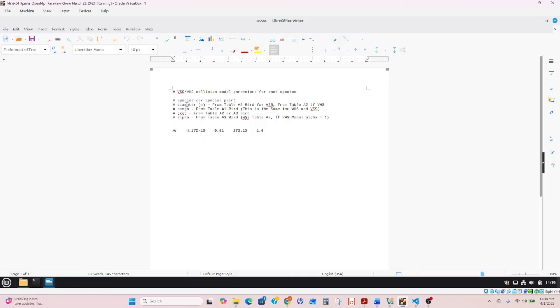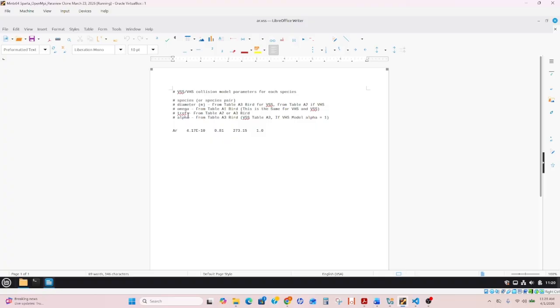All right, so the next one is the diameter, and then you can go to either table A3 for the VSS parameter or A2 if it's VHS. So this is the number from table A2 in Appendix A of Bird's book. Omega, you can go to table A1 in Appendix A of Bird's book, and it's the same for the VHS or the VSS. Tref is from either table A2 or A3 of Bird, depending upon if you're VSS or VHS.